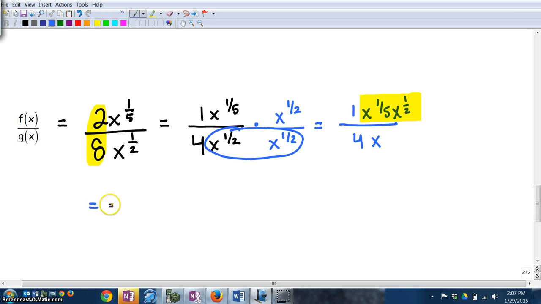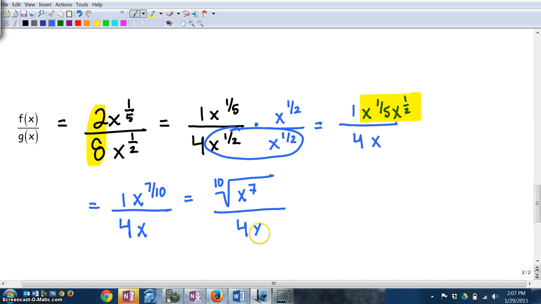Let's come down here. And we still have an x down here. Remember, that was like our rationalizing. And now we're going to go ahead and just write that as a 10th root of x to the 7th over 4x. Okay, again, you only have 7. You need 10 to come out, so we don't need to worry about that. The 4 is not going to cancel with anything. No x's can cancel because this is under a root and this is not. So this is your final answer.